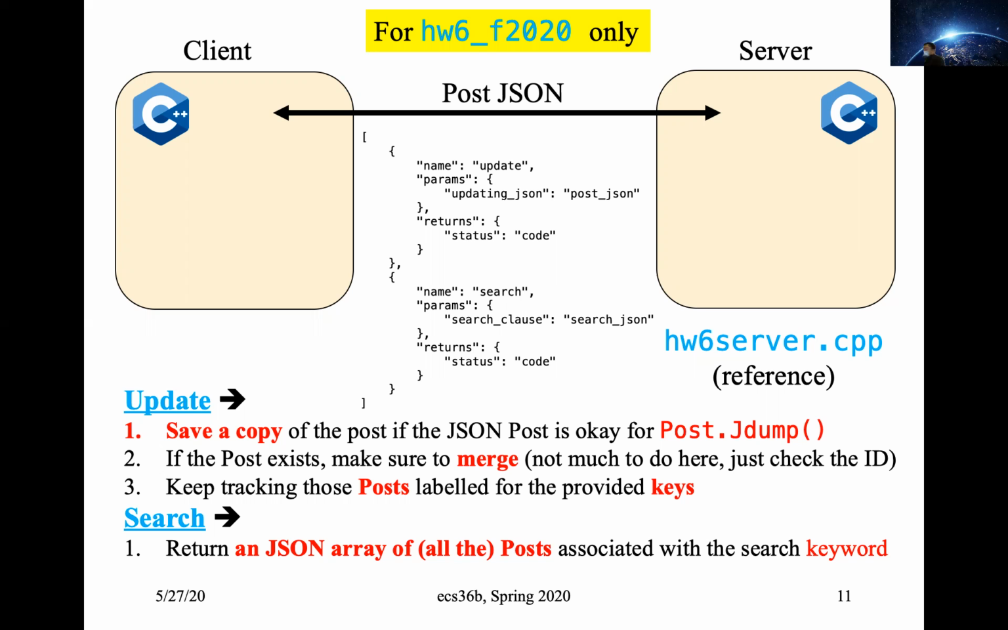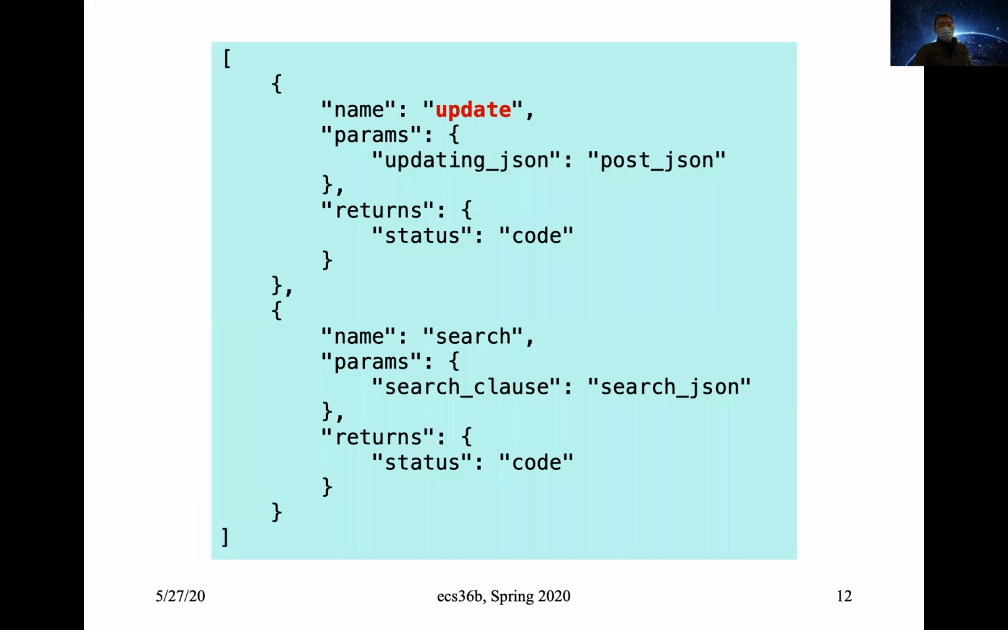The way they implement the two functions: one is called update. With update, you upload a post JSON to the server. The other is search, where I provide a keyword and try to retrieve all the JSON that matches that keyword. So that's the two functions, the update and the search. Again, this is the JSONRPC specification with these two functions. This will be given to you.